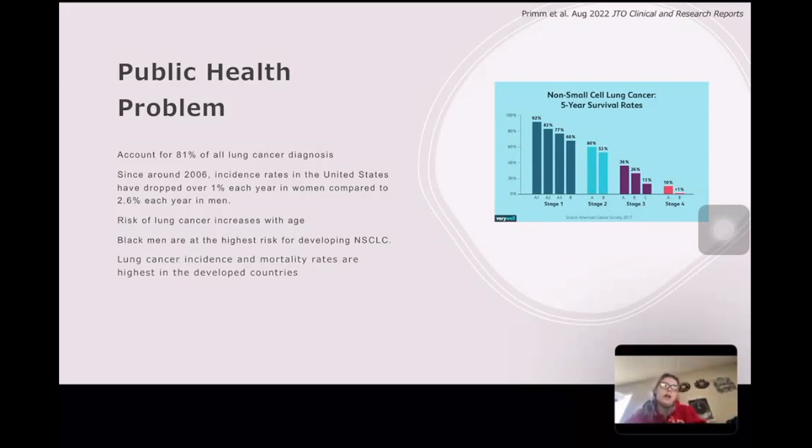The incidence and mortality rates of non-small cell lung cancer are highest in the developed countries, but this can be due to the fact that it is underdocumented in developing countries. And as you can see from the graph, there is a very low survival rate over the 5 years, depending on what stage you're in. If you were in stage 1, your survival rate can be between 92 and 68%. But if you were in stage 4, your survival rate is between 10 and less than 1%.